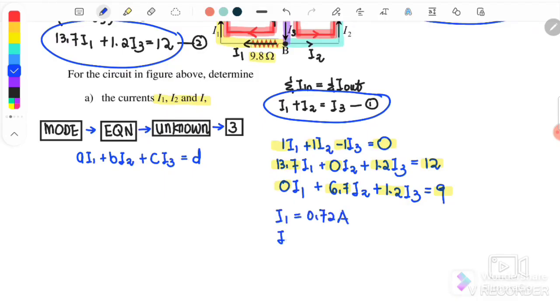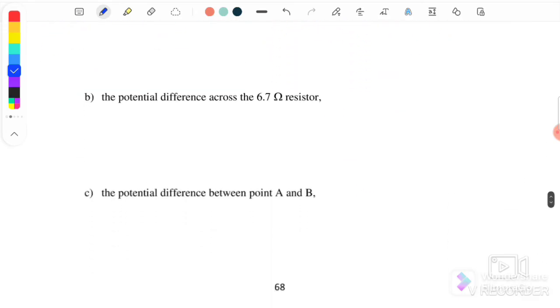0.72 ampere. I2 is 1.03 ampere, and I3 is equal to 1.75 ampere. Okay, so these are the values for I1, I2, and also I3. Okay, next we'll continue with question B.